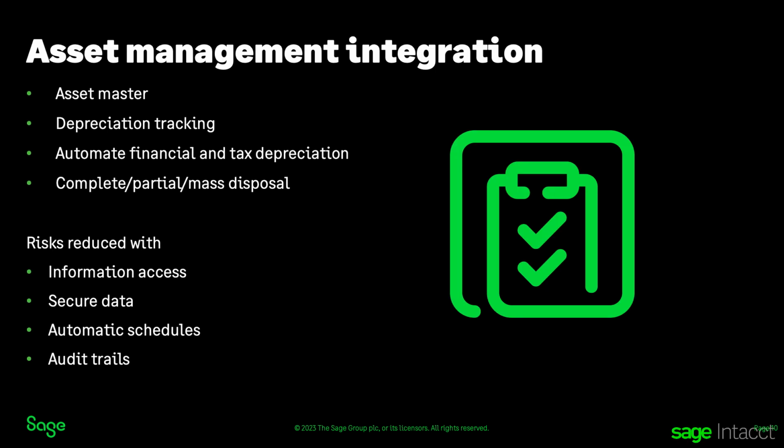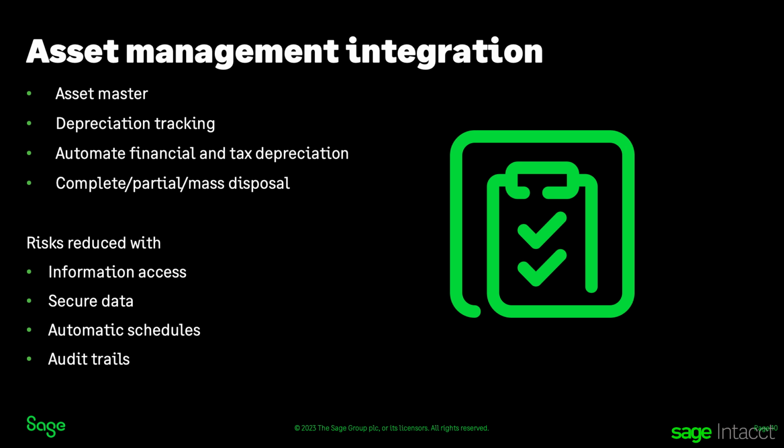A better solution is unifying fixed asset management with your core financials. This eliminates duplicate data entry. By eliminating manual data entry into spreadsheets, this lets you generate the asset master as assets post to purchase, cash management, or accounts payable to account for every asset. Automatically calculate, track, and post depreciation to ensure accuracy and compliance. Post recurring journal entries and use predefined or self-configured methods to automate financial and tax depreciation. And have flexibility and accuracy when disposing of assets with complete, partial, and mass disposal.